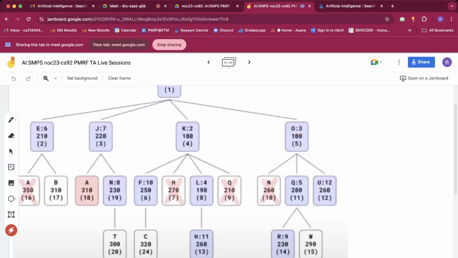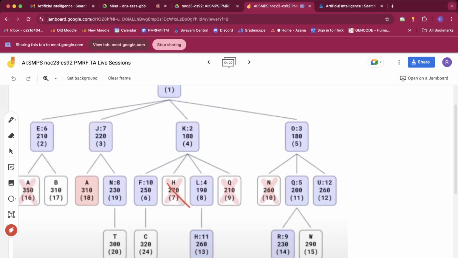After O, we will explore which node? Then we will explore L, because it has cost 190, and once we explore L, we will add H again to the search tree with cost 260. Now notice here, at this stage our method realizes that we have found a path from S to H via S, K, L, H with cost 260. We already had a path from S to H in the search tree, which is S to K to H directly with cost 270.